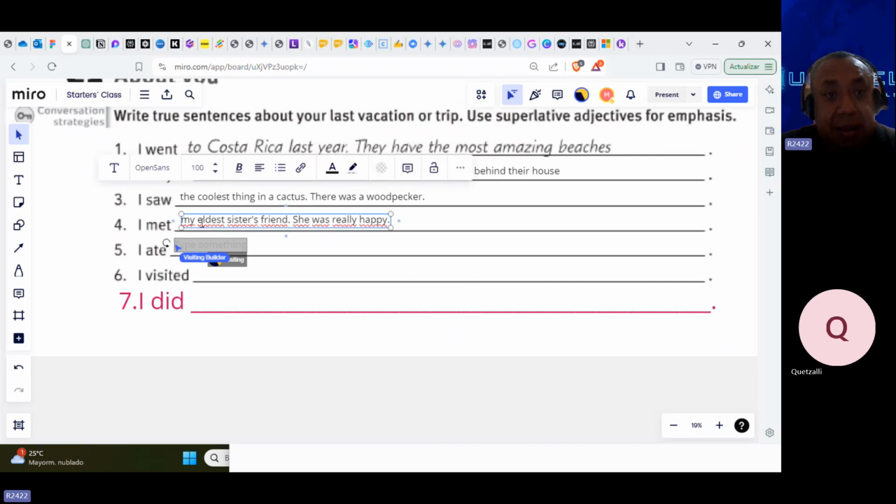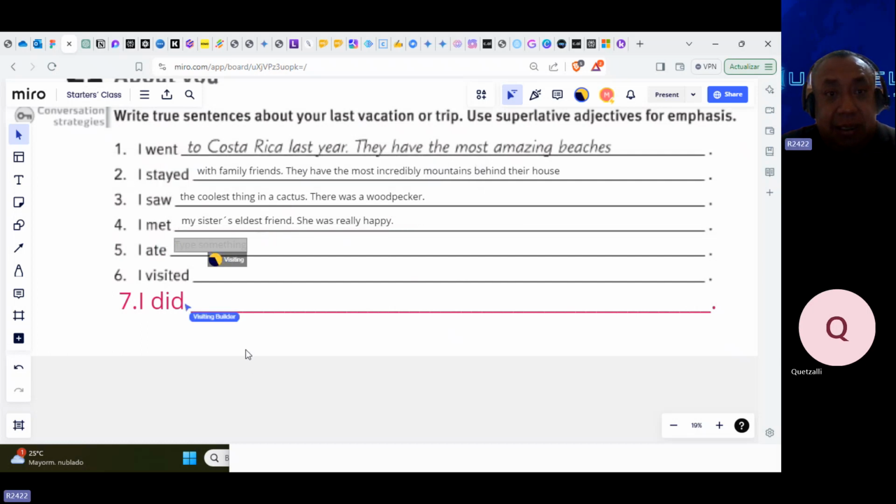Let's make it my sister's eldest friend. My sister's eldest friend. My sister. Good.